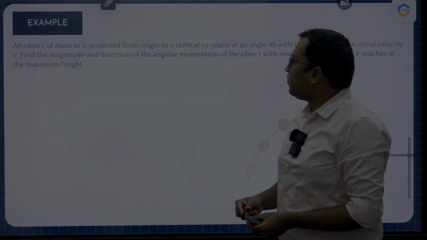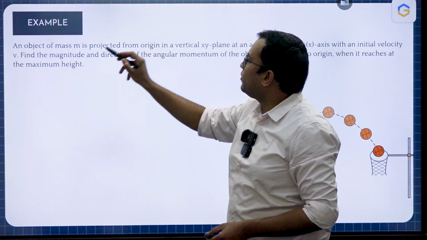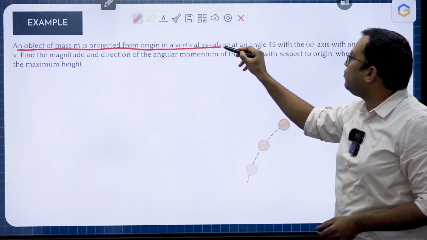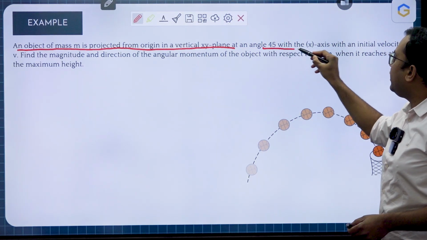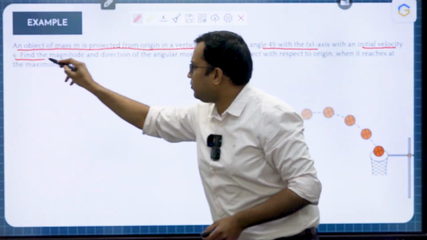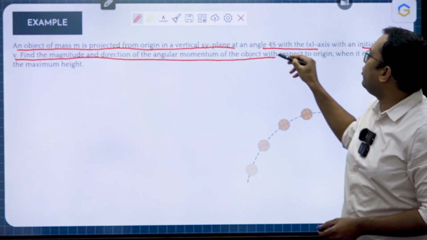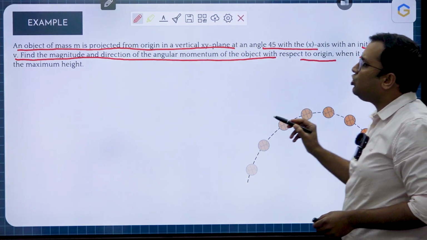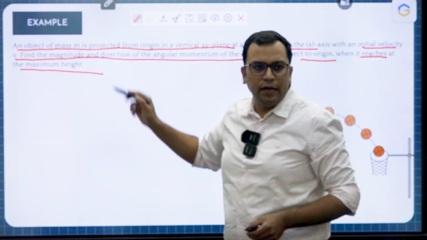Let's see this problem. So what does it say? A body of mass m is projected from origin in vertical plane xy with angle of 45 degree with x-axis and initial velocity v. You need magnitude and direction of angular momentum about origin when it has reached its maximum height.